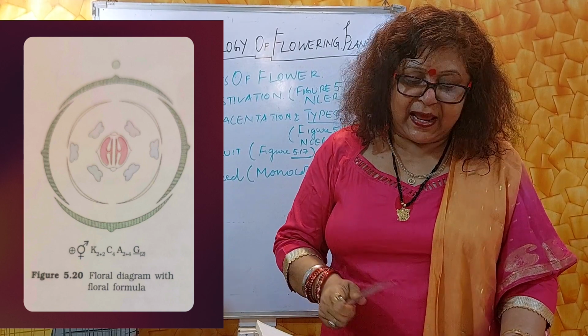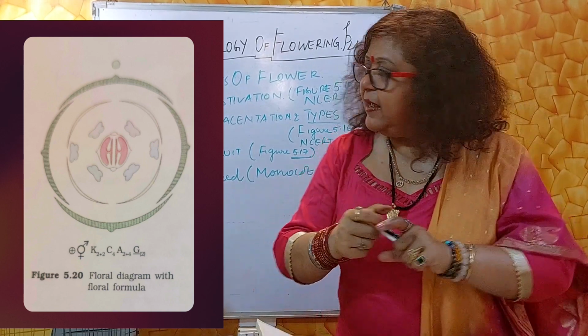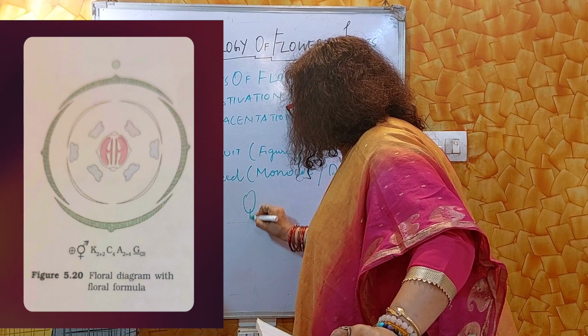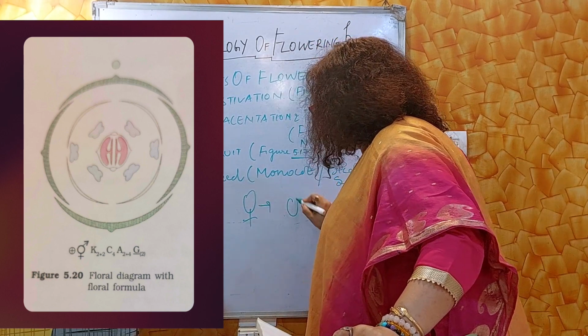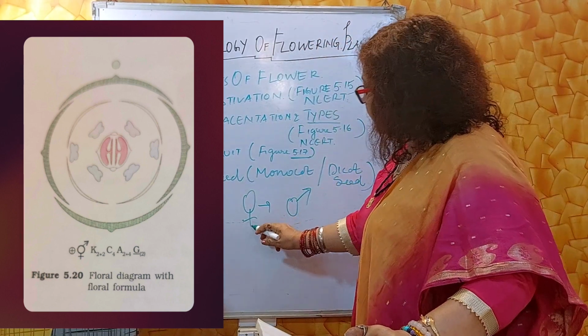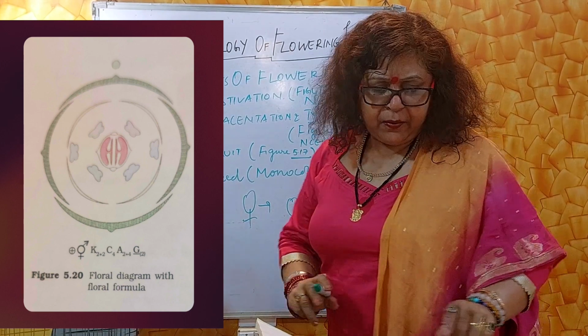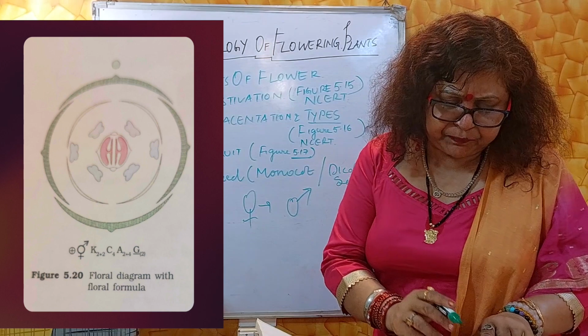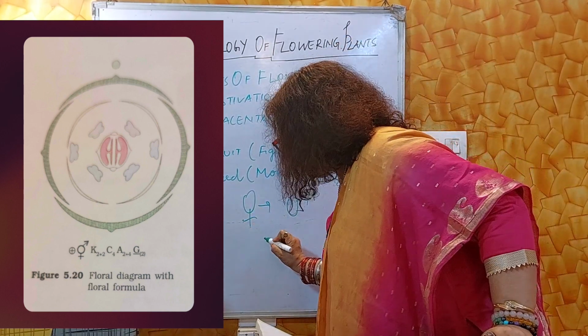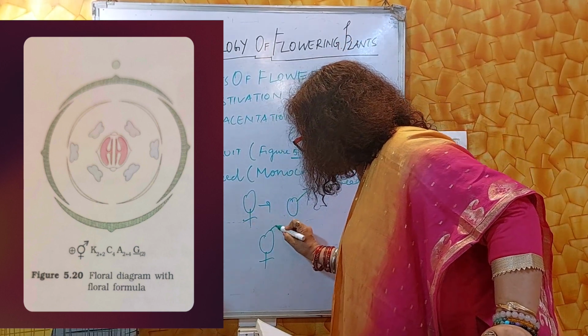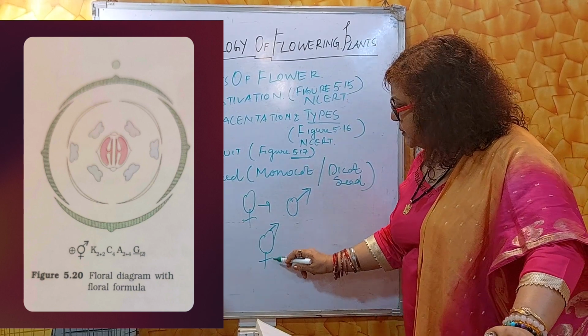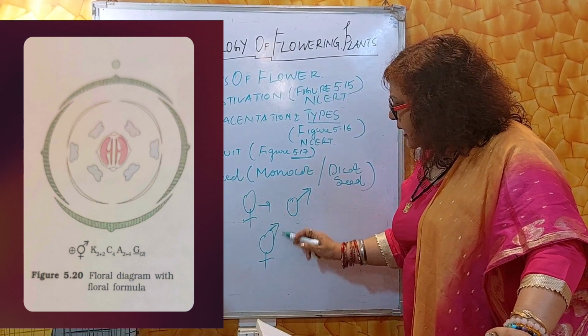And there are symbols like this one for the female part, the gynoecium, and this one for the male part, the androecium. If the flower is bisexual, it is denoted like this. So this is female, this is male, and this is bisexual.